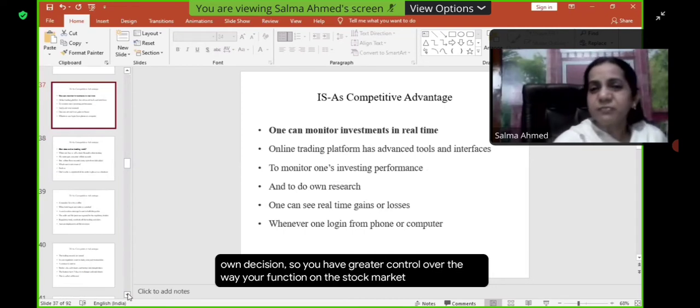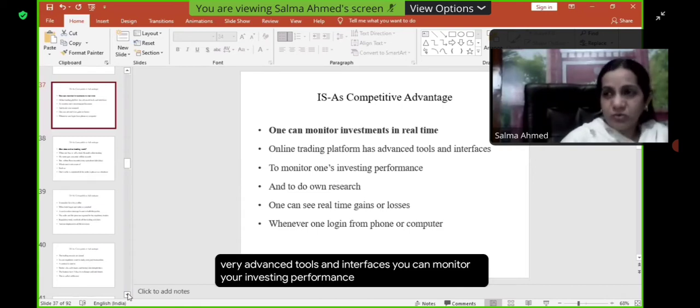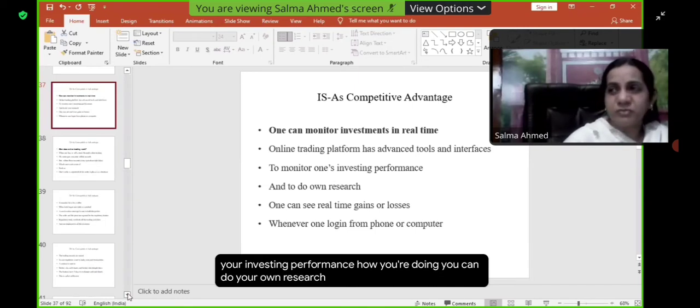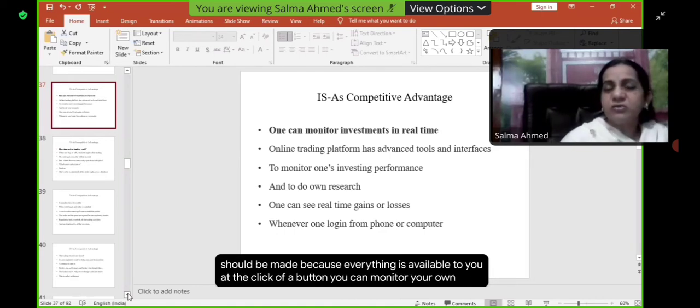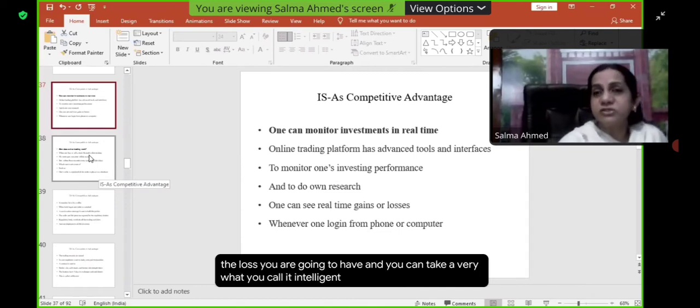Also, you can monitor investment in real time. In an online trading platform you can monitor your investing performance, how you're doing, because it has very advanced tools and interfaces. You can do your own research as to where the investment should be made, because everything is available to you at the click of a button. You can see the gain you're going to have or the loss you're going to have, and you can take an intelligent decision, a very conscious decision.